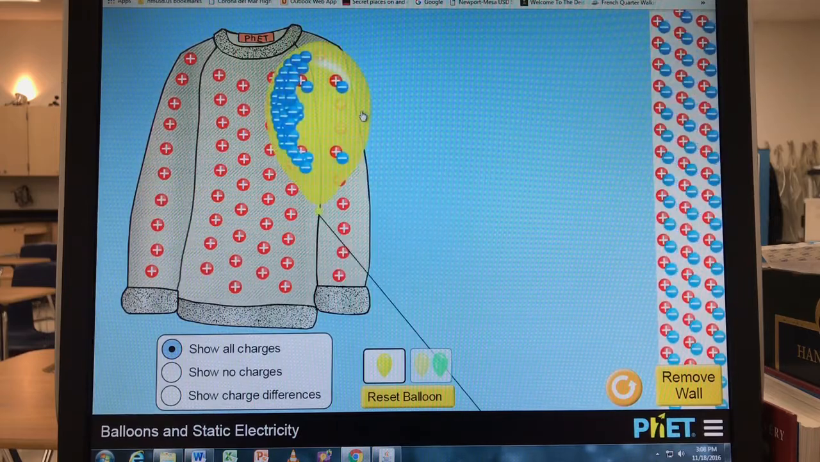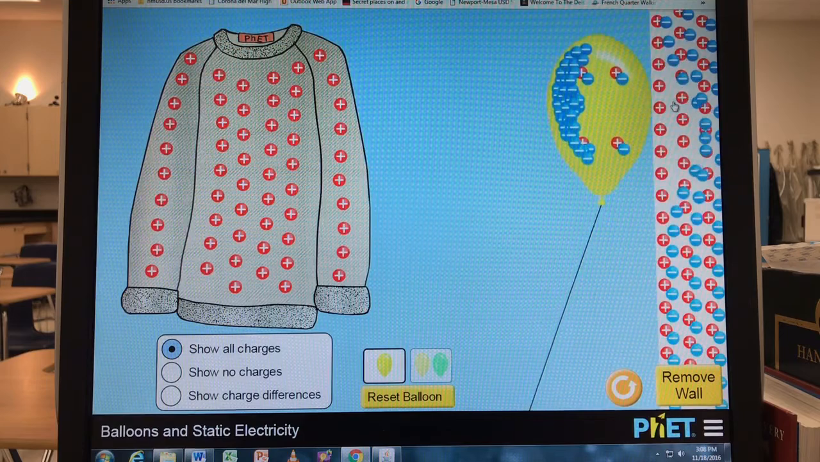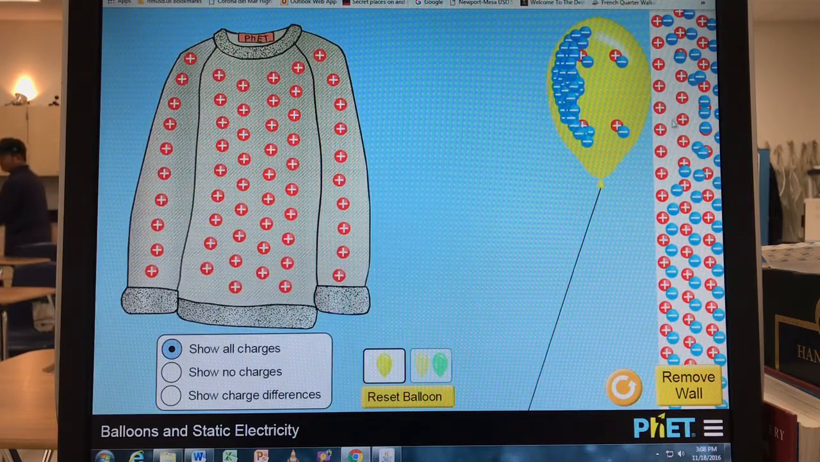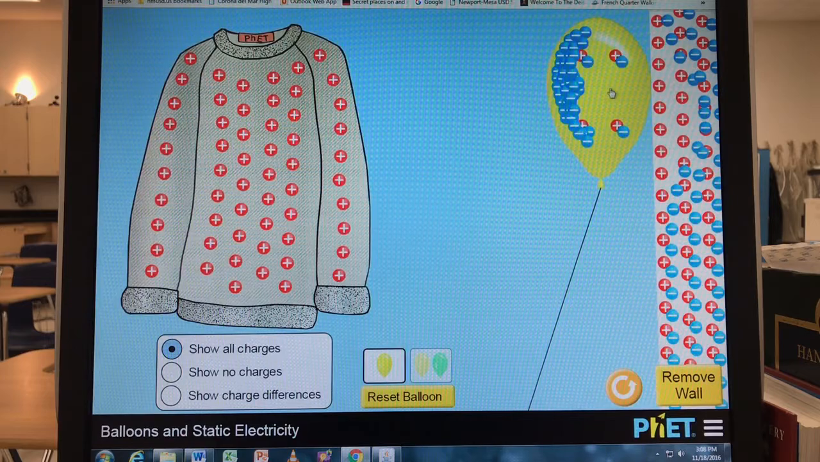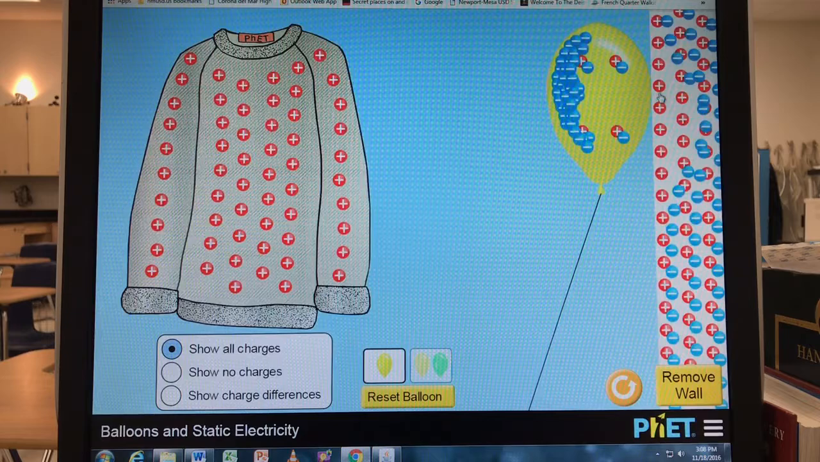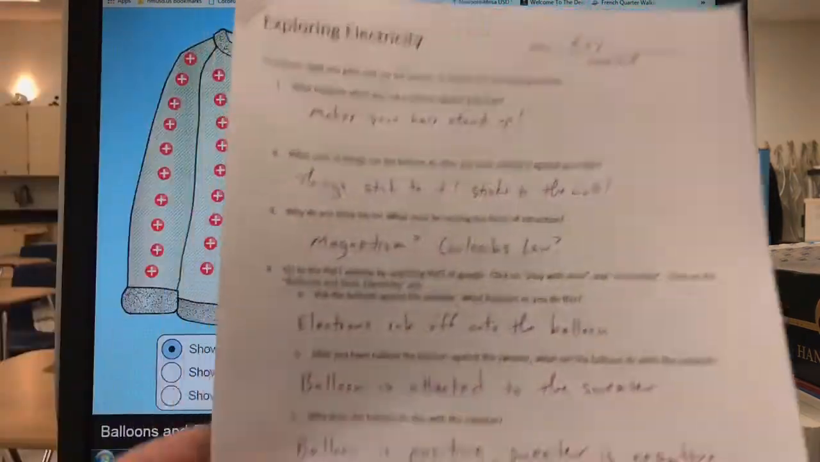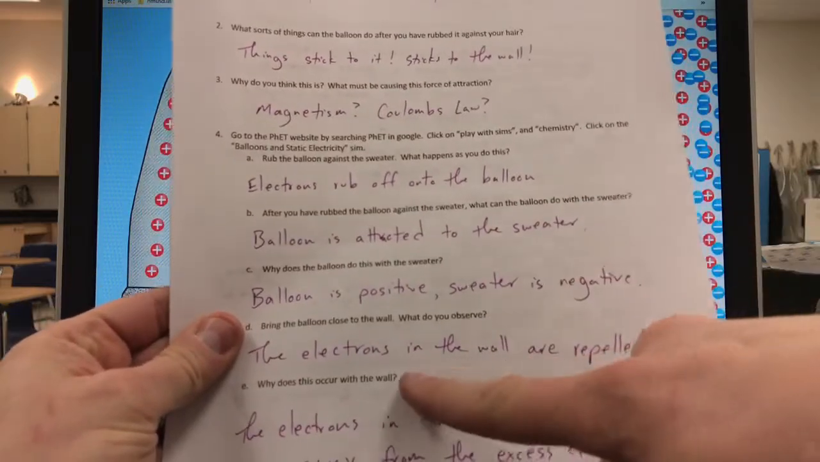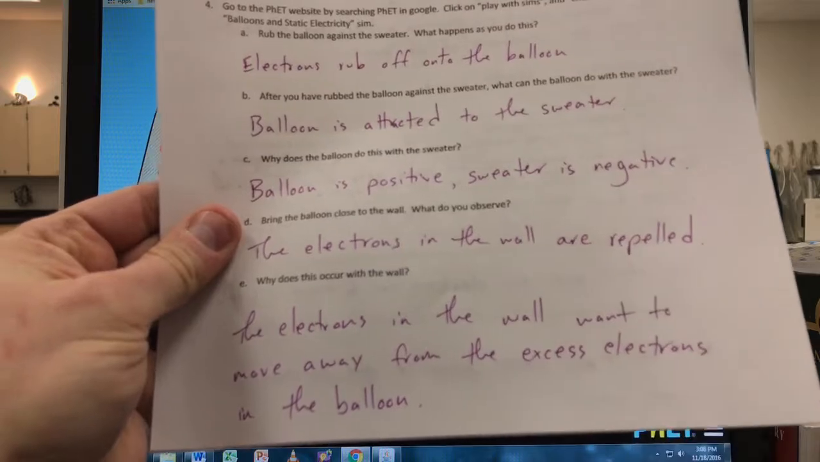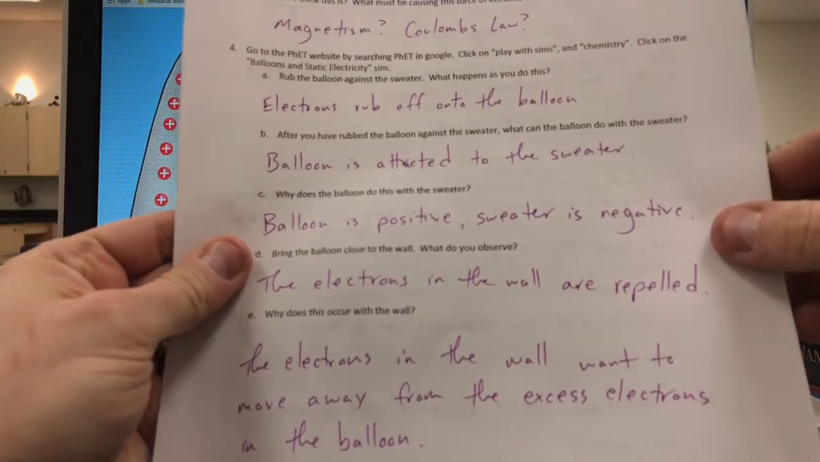It's not really attracted to the wall, but it does stick to the wall because we've kind of induced a magnetic field in the wall by pushing some of those electrons away. So right where the wall and the balloon meet, those protons are a little bit more exposed, and so the negative balloon sticks to the wall there. So that is this first page, where the electrons in the wall are repelled, and want to move away from the excess electrons in the balloon.